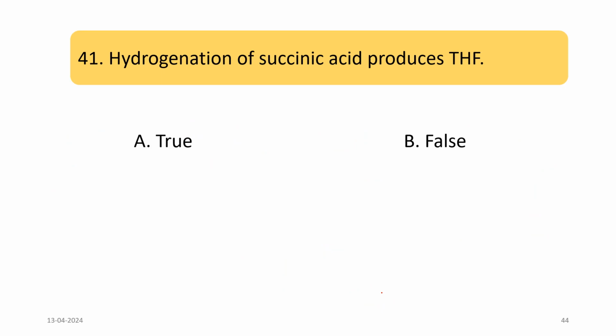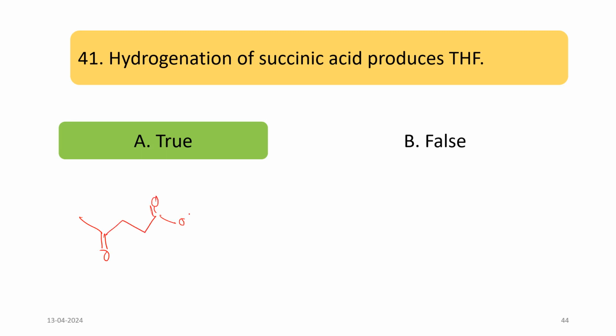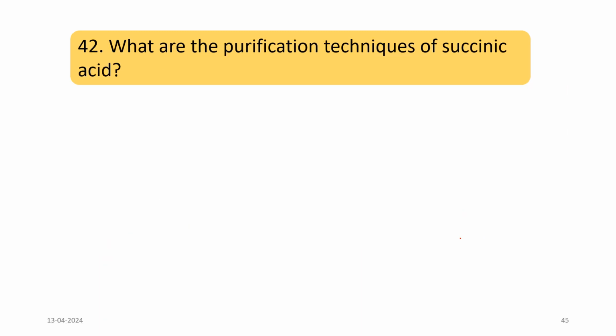Next question. Hydrogenation of succinic acid produces THF. The answer is true. Tetrahydrofuran. So from succinic acid, if we do the hydrogenation and cyclization, it will produce tetrahydrofuran.